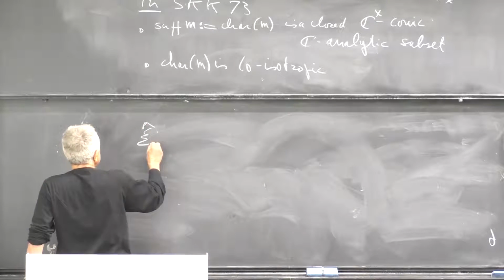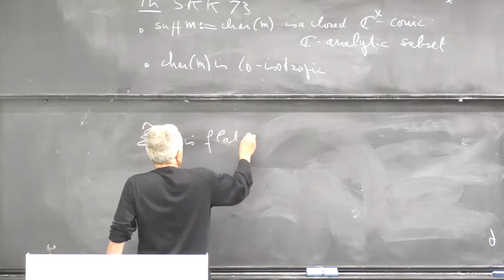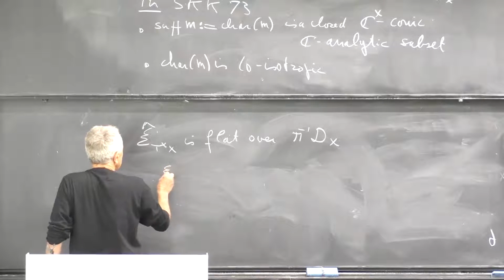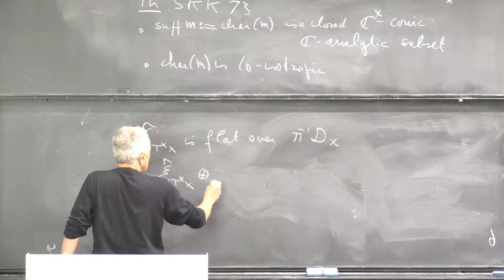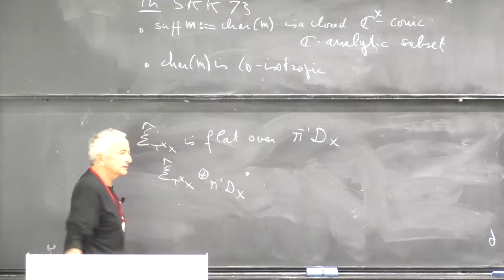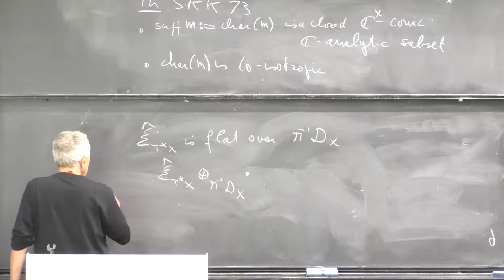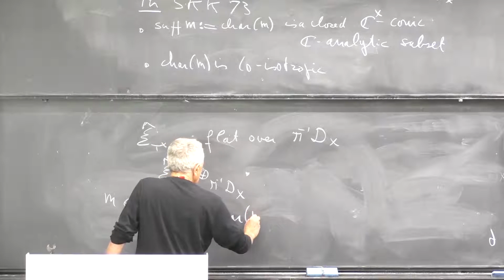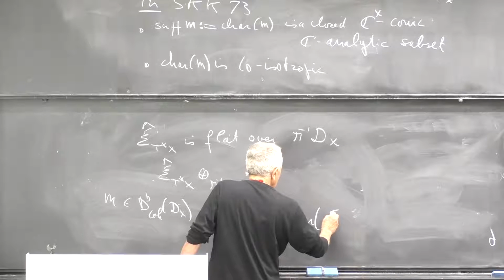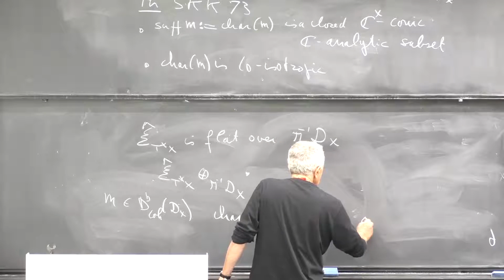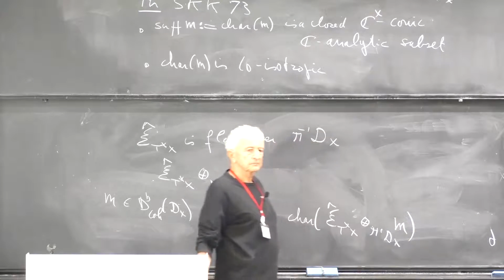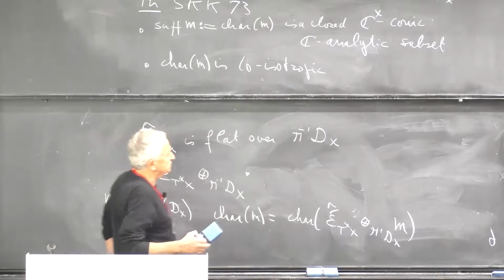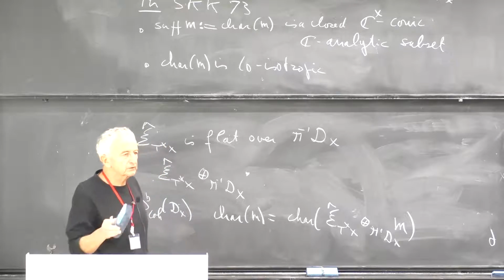And the link with D-modules is as follows. E of T star X is flat over pi minus 1 D X, which means that this tensor product functor is exact. Moreover, if M is a coherent D-module, then the characteristic variety of M is also the characteristic variety of the E-module associated with M. So this is a very nice ring. Maybe I will not develop this point. I will pass to DQ-modules very soon.